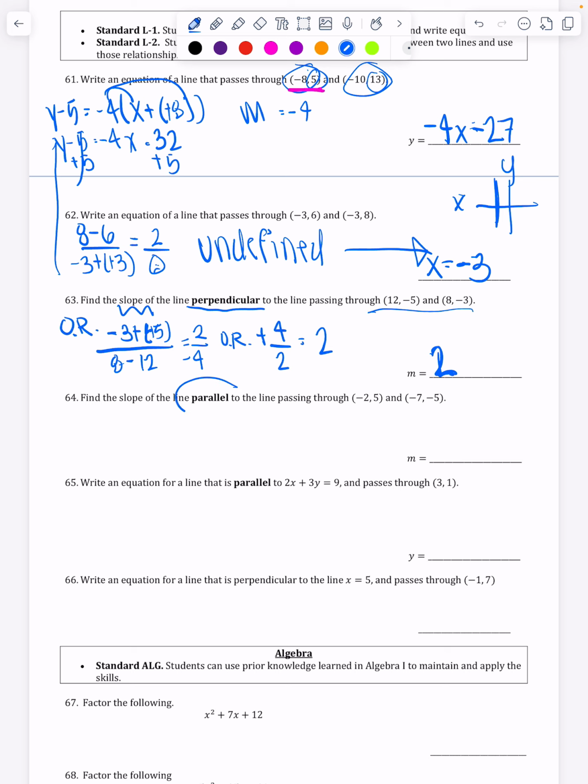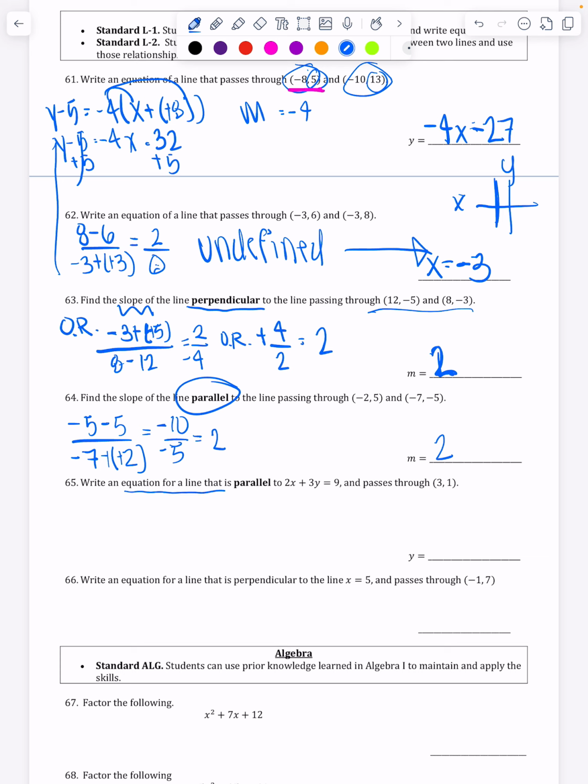All right, parallel, our slope is going to stay the same. So find the slope of a line passing through these points. So I'm going to do negative 5 minus 5 over negative 7 minus negative 2. Okay, negative 5 minus 5 is going to give me a negative 10. And negative 7 plus 2, because the two negatives make a positive, would give me negative 5. Negative 10 over negative 5 is simply just 2. So my slope, again, is 2, because it's staying the same this time.